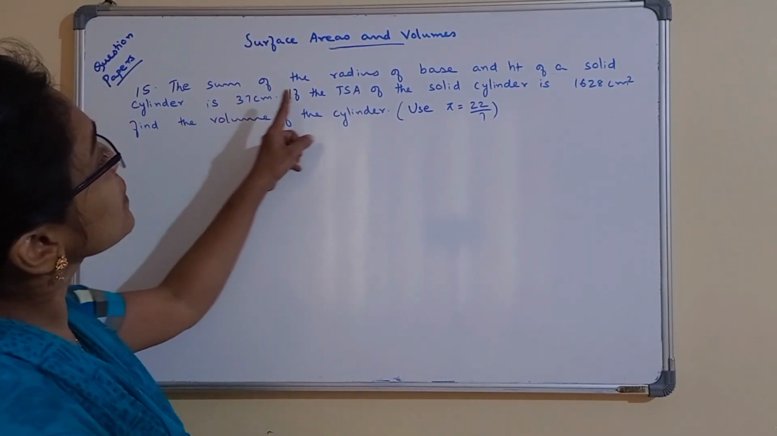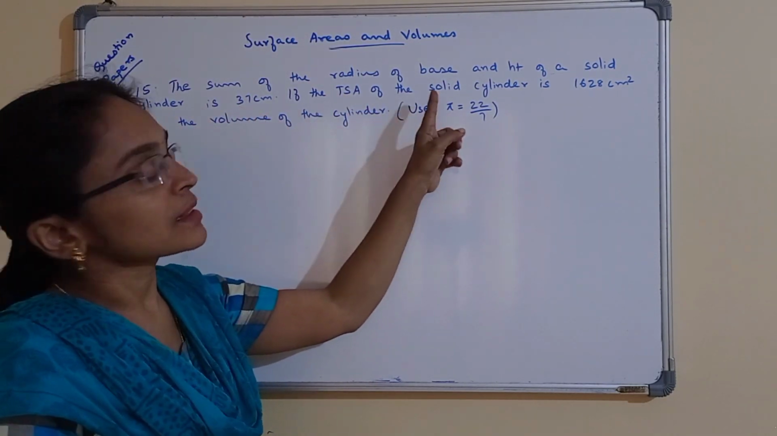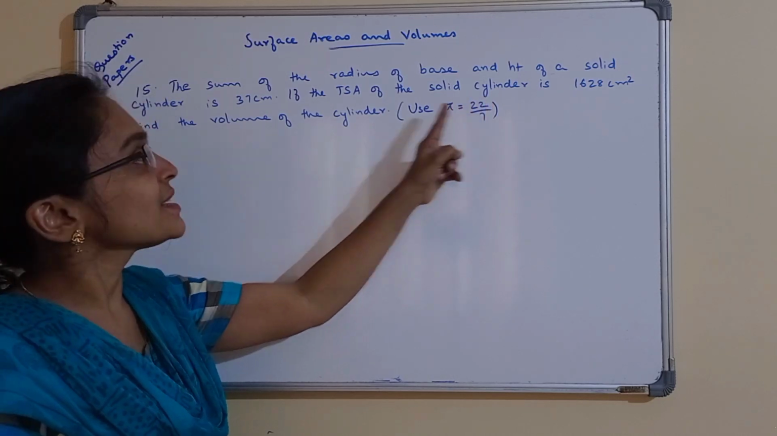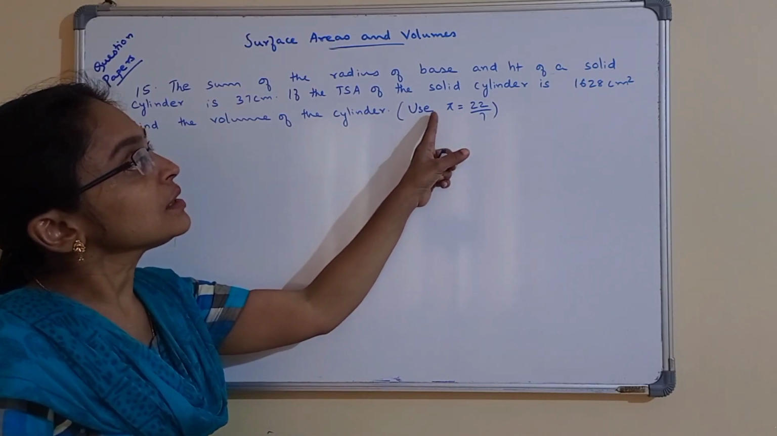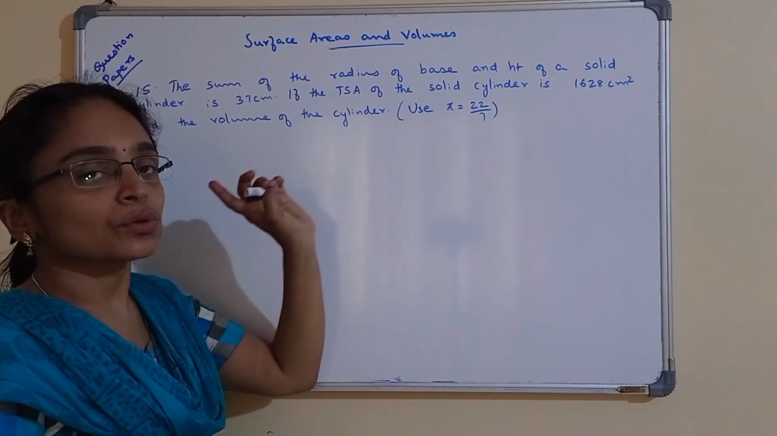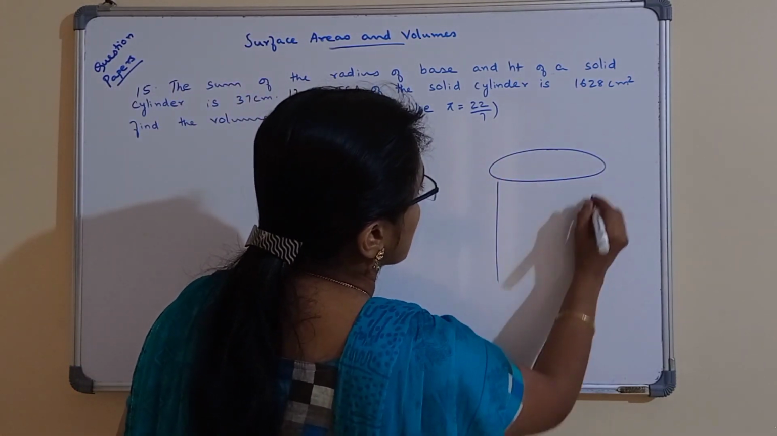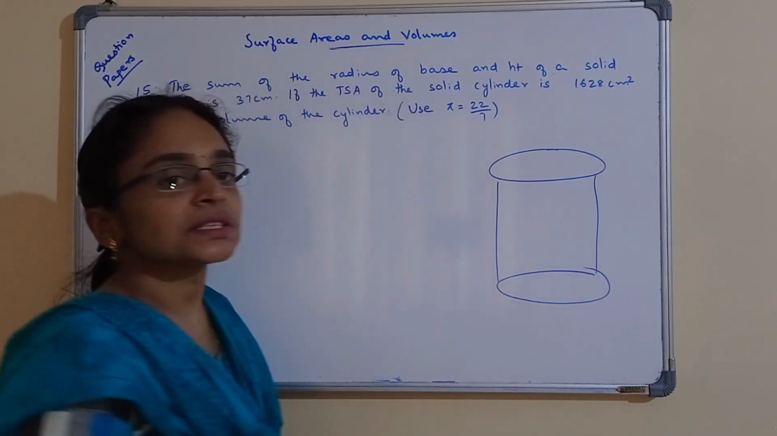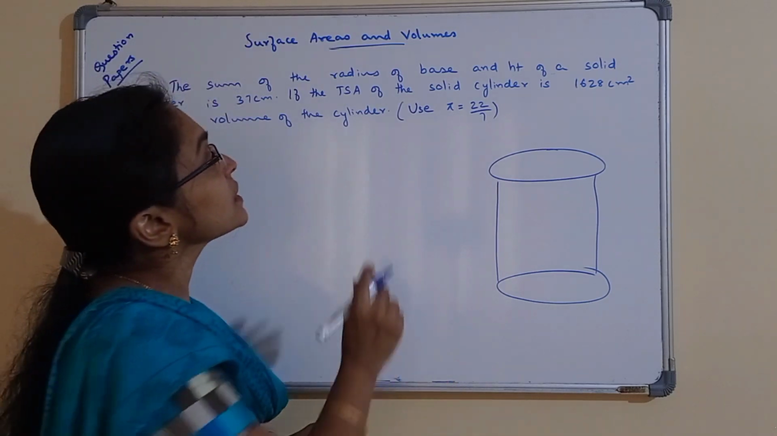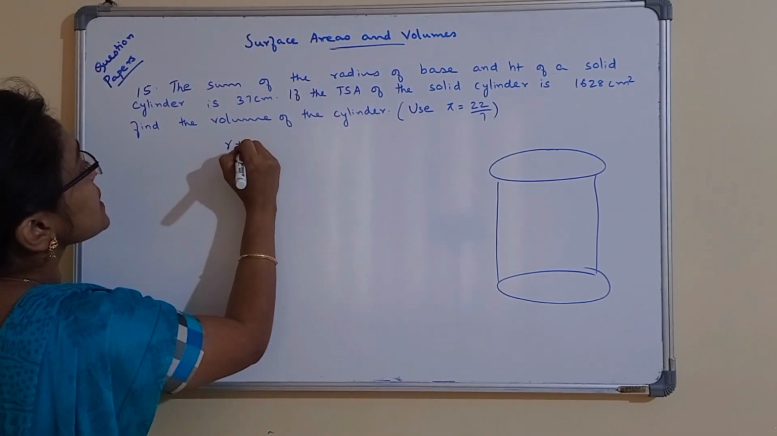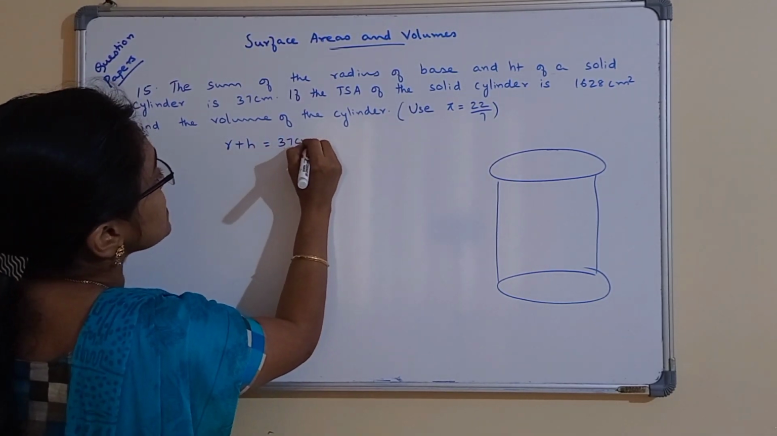Next one, sum of the radius of base and height of a cylinder is 37 centimeter. If the TSA, that is total surface area of the solid cylinder, is 1628 centimeter square, find the volume of the cylinder, and given that pi equal to 22 by 7. Use pi equal to 22 by 7. So we can draw a cylinder first, and given that total surface area is 1628 centimeter square, and r plus h, radius plus height, sum of radius and height is 37 centimeter.